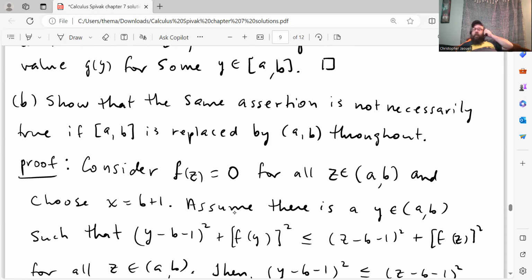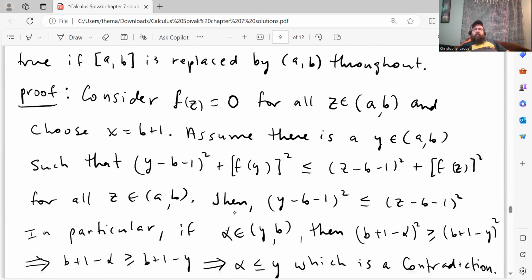All right, part B of question 19. Show that the same assertion is not necessarily true if the closed interval from a to b is replaced by the open interval from a to b throughout. So here I'm constructing something that does that. Consider f of z equals 0, identically 0 for all z in the open interval from a to b, and choose x equal to b plus 1.